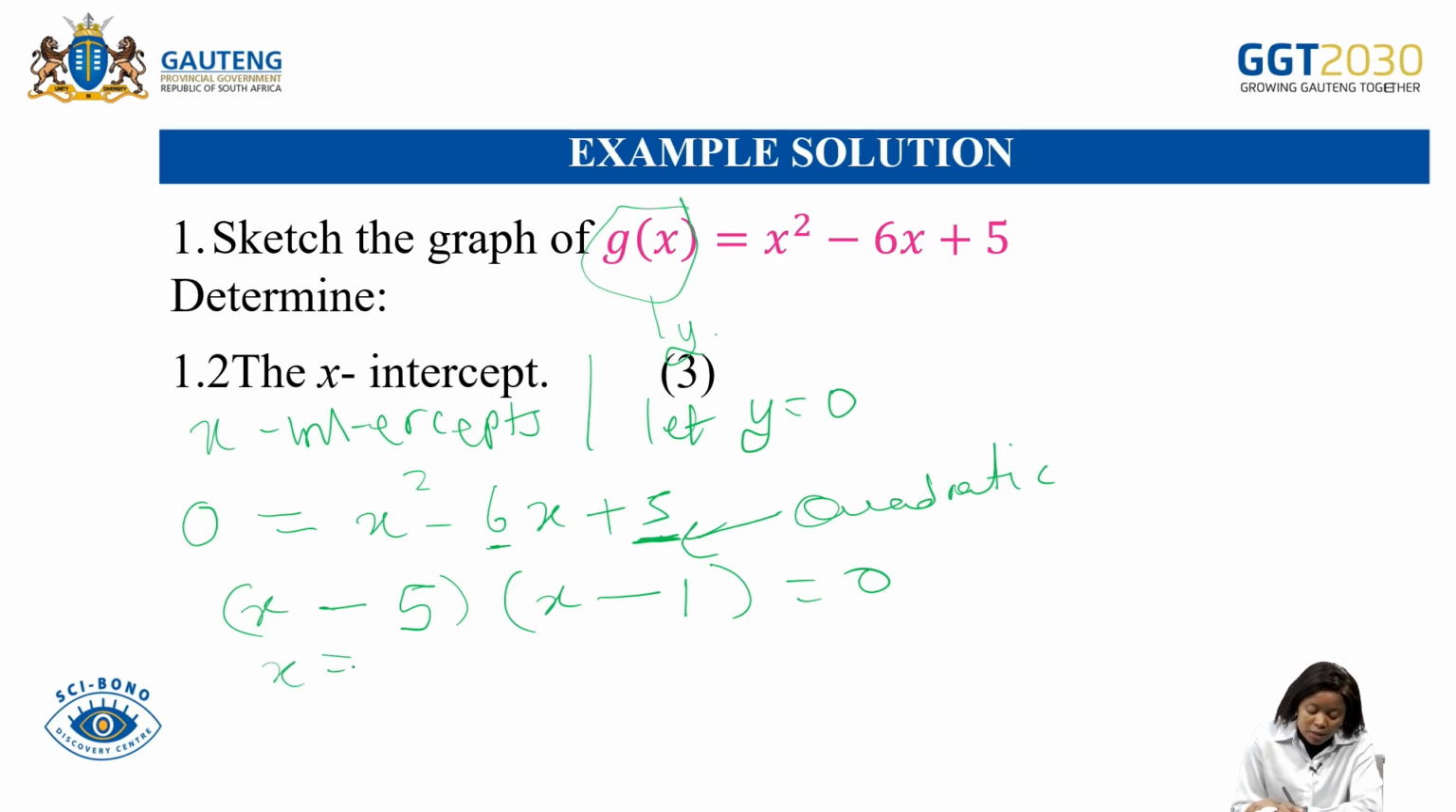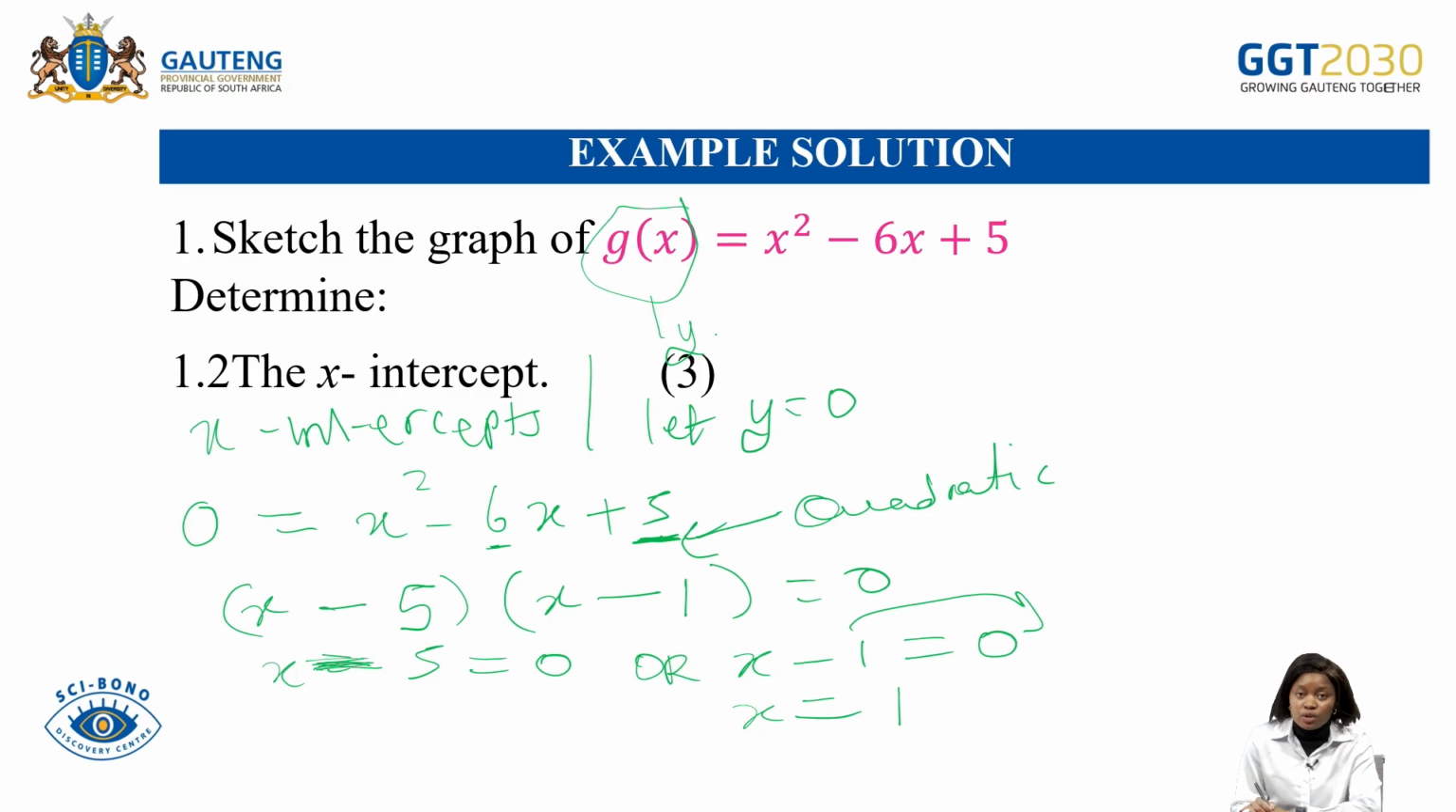Then you'll have x equals to, if I transpose the negative 5... Okay, let me just do it step by step. It's x minus 5 equals to 0, or x minus 1 equals to 0. So it means x equals to positive 1, because if I take the negative 1 to the other side, it is going to change the sign to be positive 1. And then again, x equals to, if I take the negative 5 to the other side, I'll get positive 5.